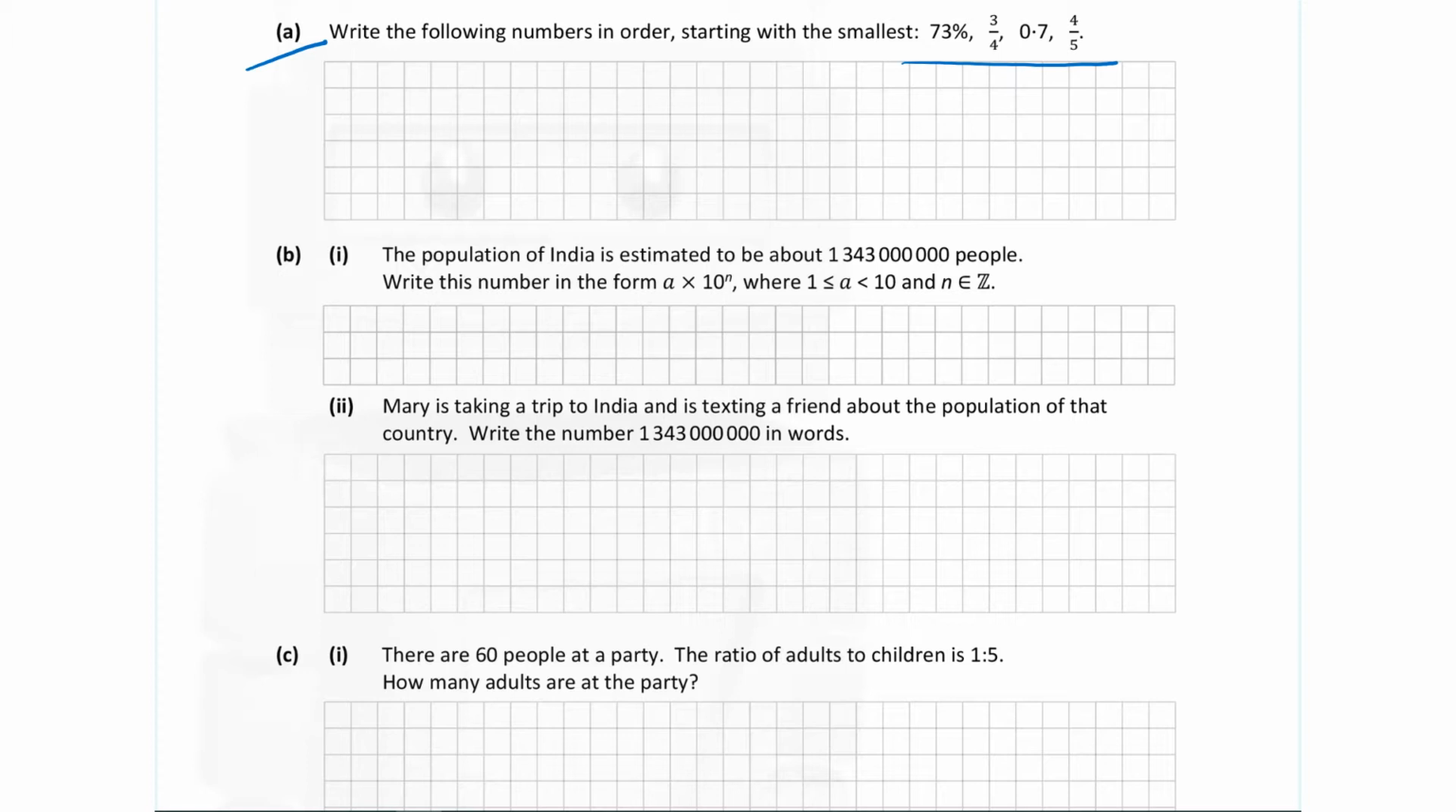So perhaps we could do it with trial and error, just inspecting them. But I think with questions like these, it's easier to convert decimals, fractions and percentages into a fraction with a similar denominator. So let's look at 73%. Well, that can be written as 73 over 100.